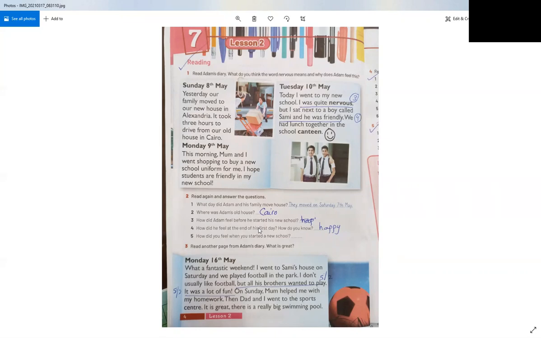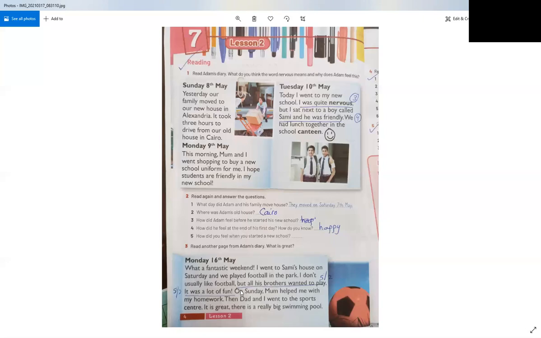Number 4, how did he feel at the end of the first day? And how do you know? Of course, at the end of the first day at school, he felt happy. How do I know? Because he had a new friend there and Sammy, his new friend, was friendly. That's why he felt happy at the end of the first day. Number 5, how did you feel when you started a new school? This question is about yourself. You're going to describe how you feel if you go to a new school.